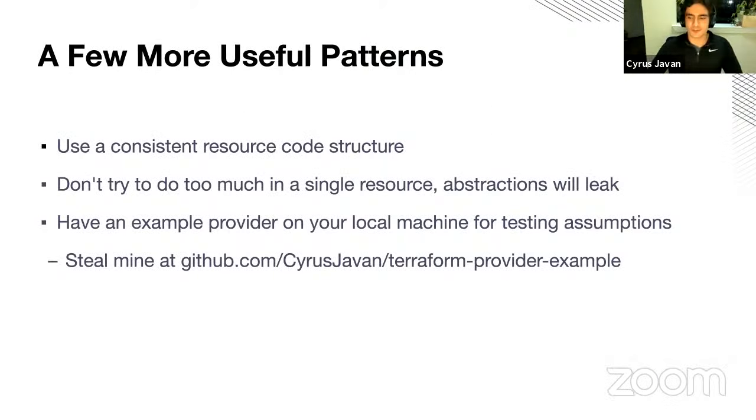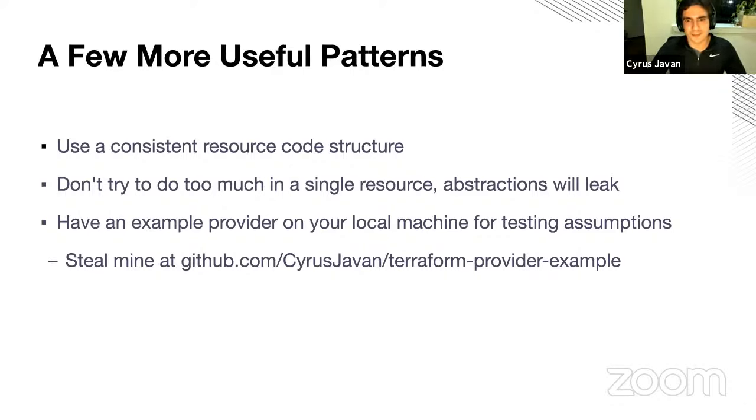And so a few more useful patterns that I want to touch on would be to use a consistent resource code structure. This kind of goes along with having a single marshal function for marshaling your resource data into your API structs. And this is really helpful when you're hopping in to debug a problem. If the code structure looks the same across all different resources, it's really easy for you to pinpoint where you want to look depending on what your problem is.